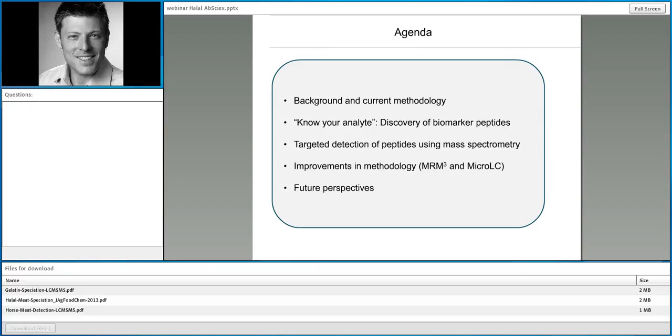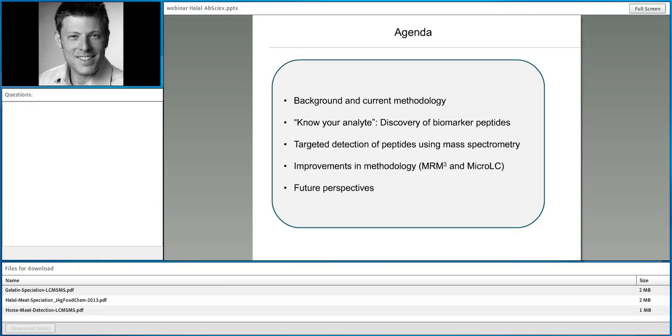I want to first give a little bit of background and discuss the current methodology and also the limits and limitations of the current methodology. The next step is then the chapter Know Your Enemy. First thing you have to do when you want to do mass spec of biomarker peptides for meat authentication is to discover these biomarker peptides. And I want to go briefly into this.